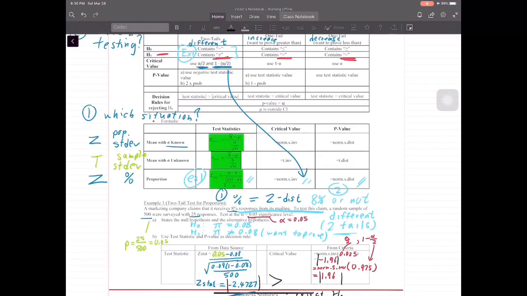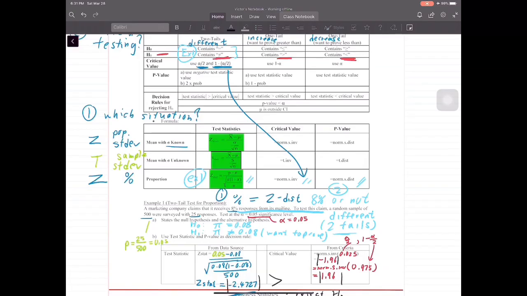And how you know which situation you're in is because when you look at the numbers from the question, you see the 8%, so you know this is the percent. And you also see the 25 out of 500 people responded, so you need to know that there are two numbers and you need to divide them to get a percentage. So therefore, you know that these are percentages. And because you know these are percentages, you know these are proportions. So that's how you know you're in a situation of proportions.